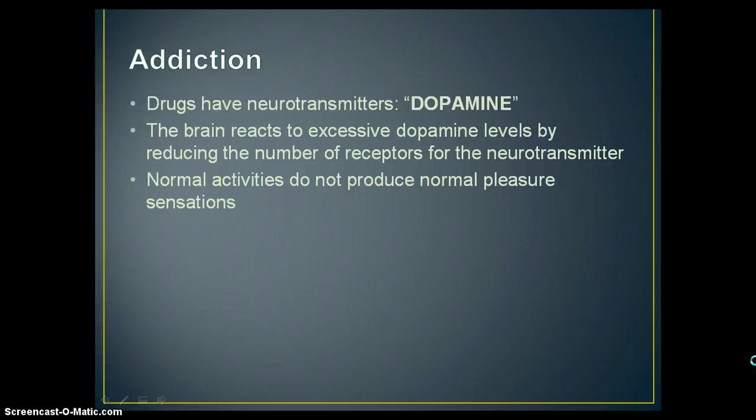Drugs have neurotransmitters called dopamine, and your brain reacts to the excessive dopamine levels by reducing the number of receptors for the neurotransmitter. Normal activities do not produce normal sensations when you have an excessive amount of dopamine, meaning what you would normally get pleasure from is not going to be a response to what normally causes it. So normal activities aren't going to produce the normal sensations that they would because the dopamine is interfering with this neurotransmission.